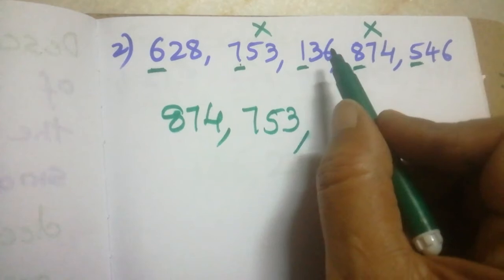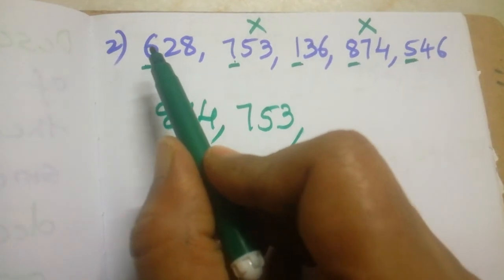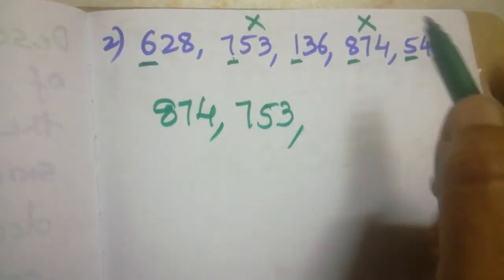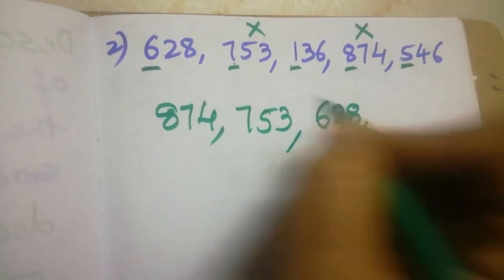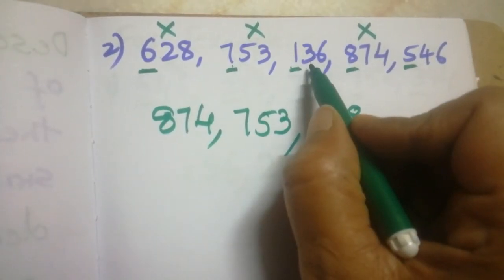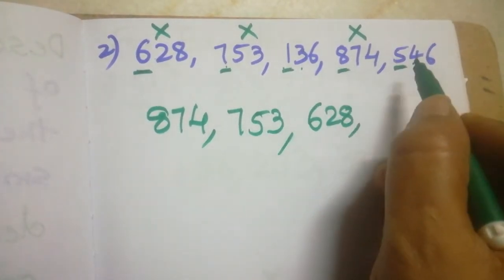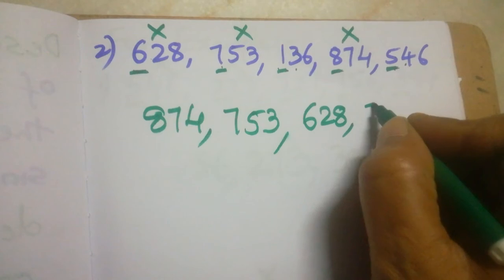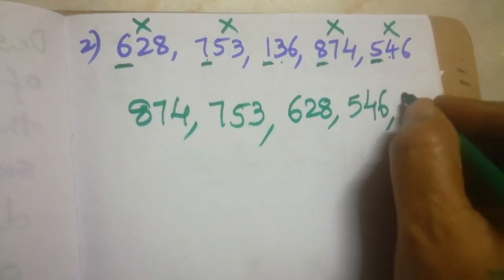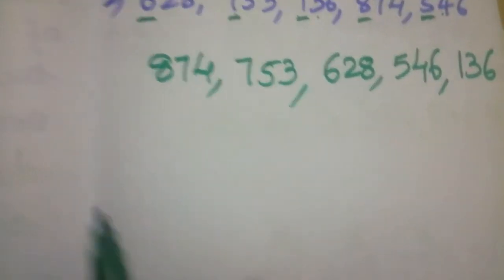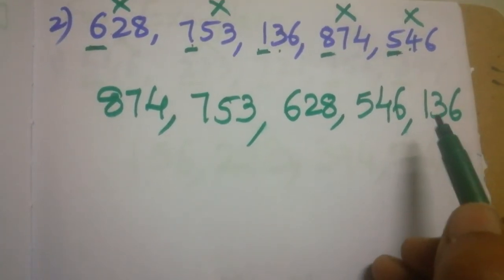Next you have to compare remaining 3 numbers. When you compare remaining 3, what are the digits you have in the hundreds place? 6, 1 and 5. So which is the greatest one? 6. 628 you have to write next. Now you have to compare remaining 2 numbers. In these 2 numbers you have 1 in the hundreds place and 5. So which is the greatest? 5. So 546 you will write next. Now the last remaining is 136. So the greatest number is 874 and the smallest is 136.